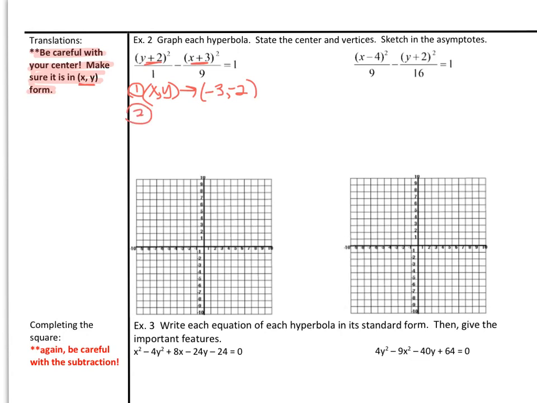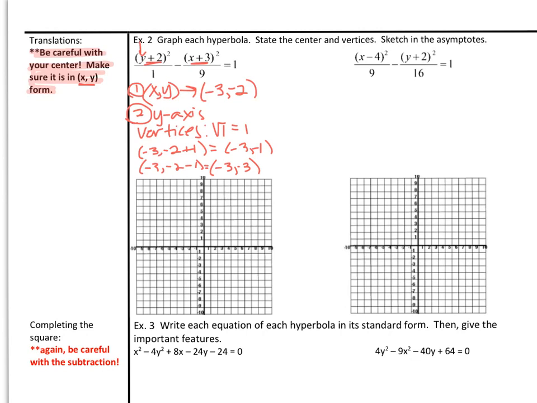Our major axis is always what's written first, and that's the y-axis. So that means our vertices are going to go up and down the square root of 1, which is 1. Now what makes this unique is we have to move that from the new center. So we'll do negative 3, negative 2 plus 1, and negative 3, negative 2 minus 1. And that would give us negative 3, negative 1, whoops, and negative 3, negative 3.